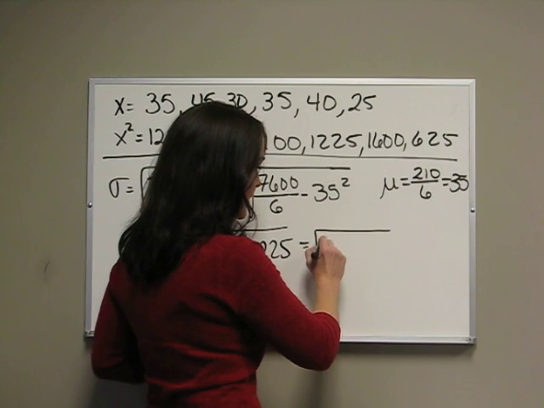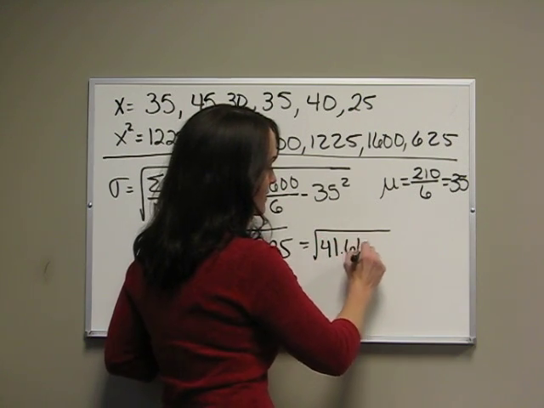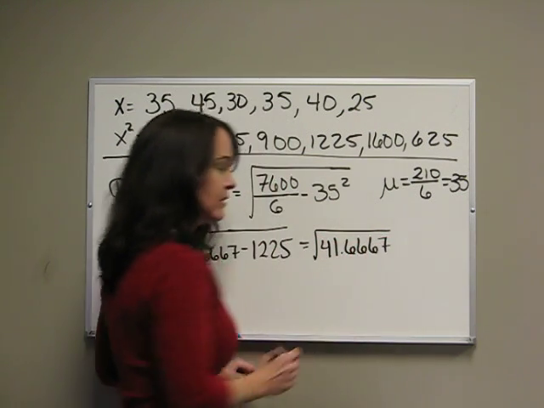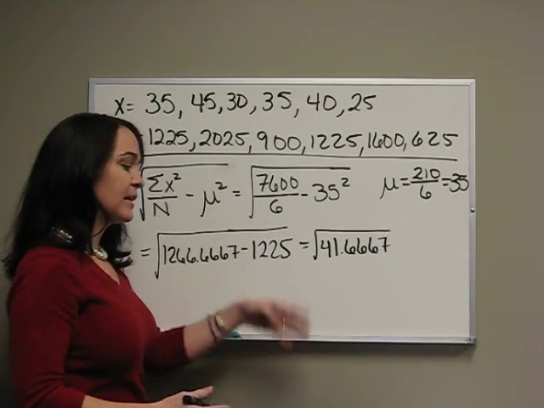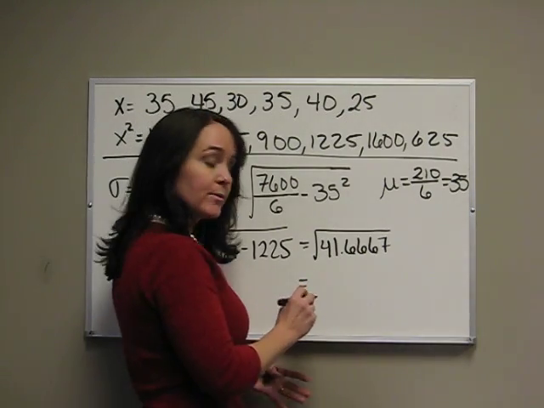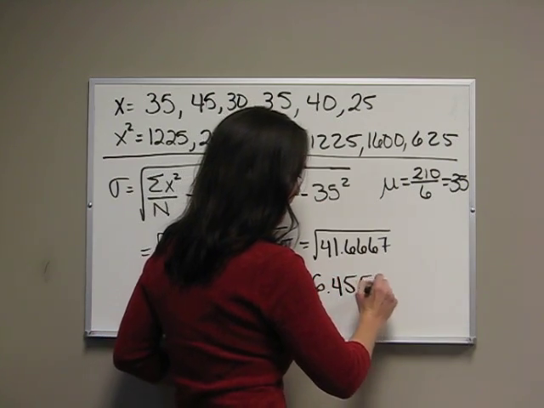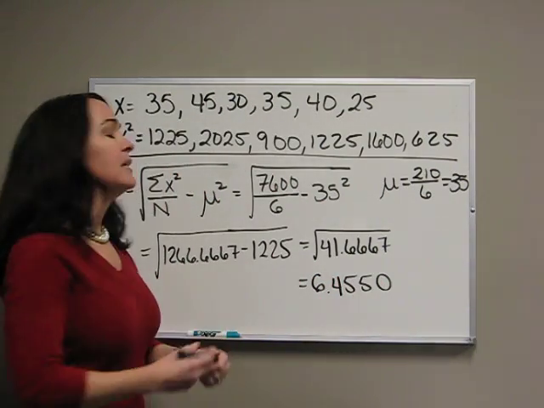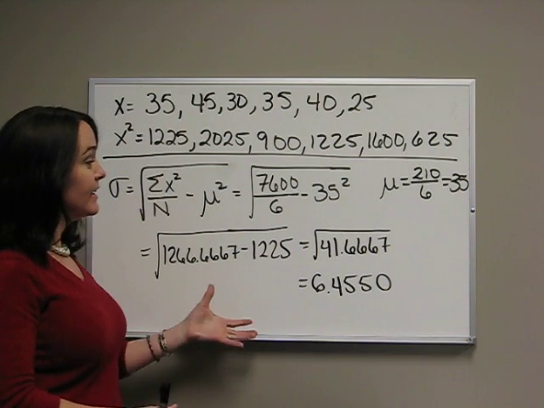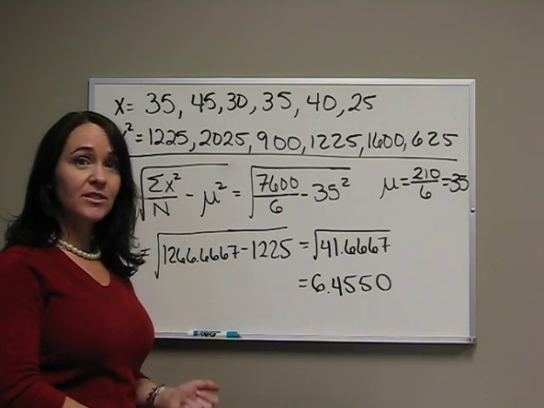When we subtract, we get 41.6667. Finally, just take the square root to 4 decimal places, and you should get 6.4550. This is the population standard deviation.